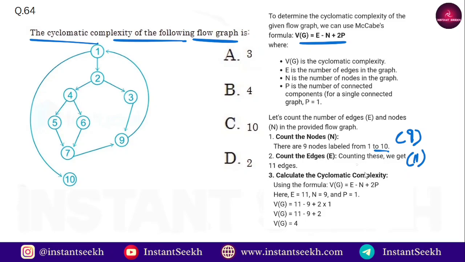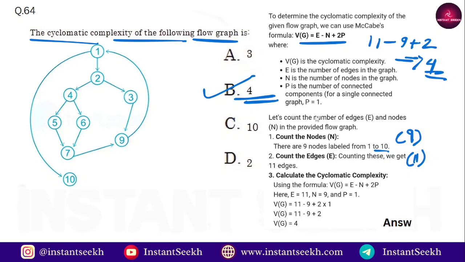So simply we can put it in the formula: edges minus nodes plus 2P, with P equal to 1 for this. It will be 11 minus 9 plus 2, that is 2 plus 2, which becomes 4. That will be the cyclomatic complexity for this particular graph. So option B is your right answer for this particular question. Let's move on to the next.